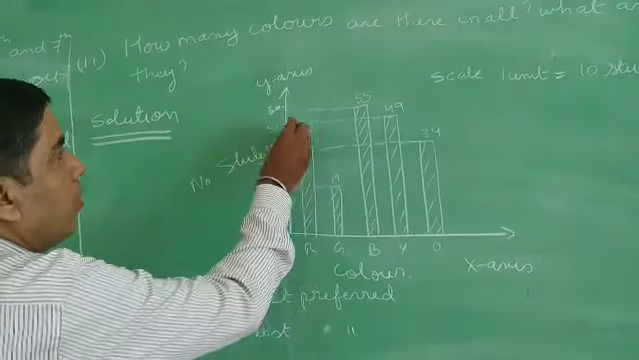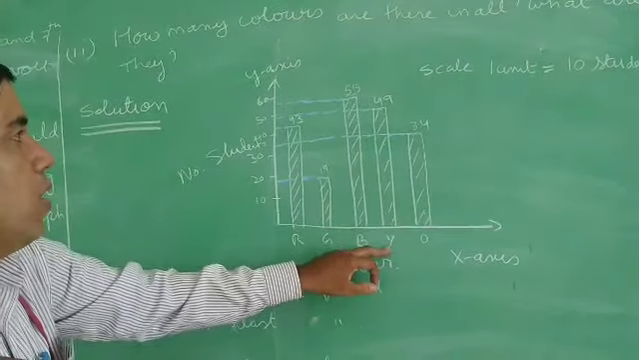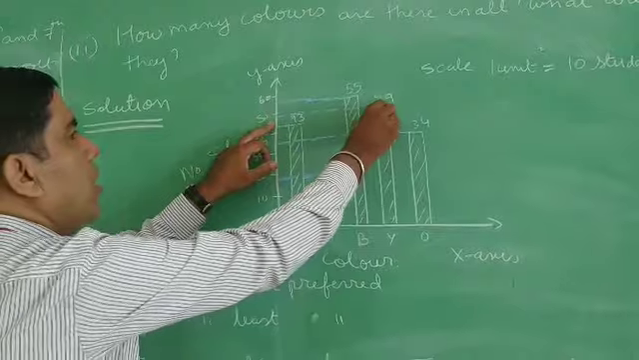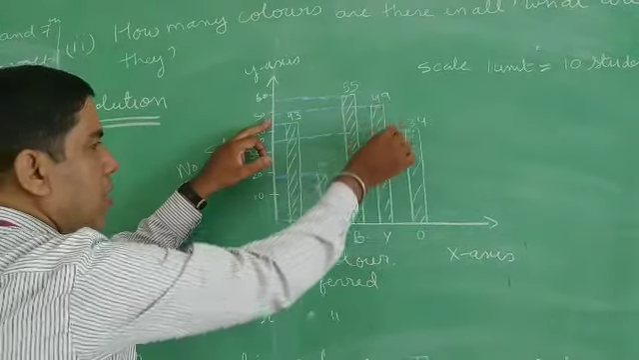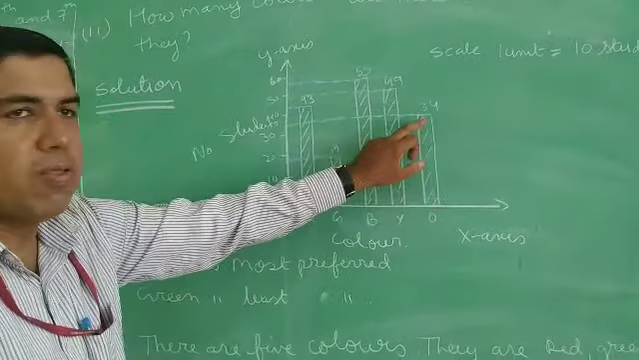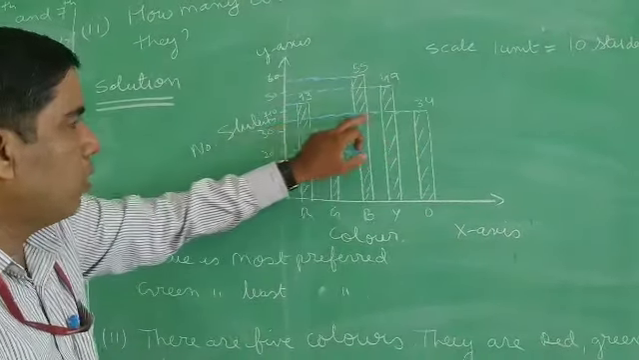Actually we move from this side to this side, then we make it like this. Yellow, how many are there? 49. So we move from here to here, 49, and then I will make a bar like this. Now O means orange. Orange, how many are there? 34. So I have taken from here to here.